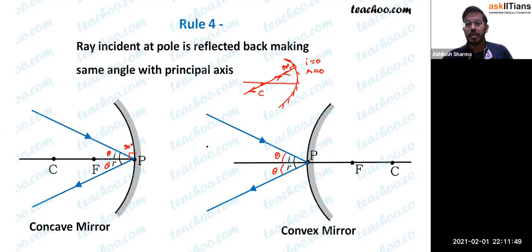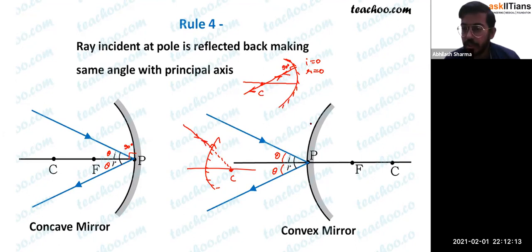How will we show the same in convex? In convex, I can show it like this. Here is the center behind. So the ray will only appear to be falling at the center like this. And since it has fallen at 90 degrees, it will just reflect back. So rays retrace their path when they fall at the center. Very important point to notice. So having all these rules in mind, we can now form the ray diagrams.